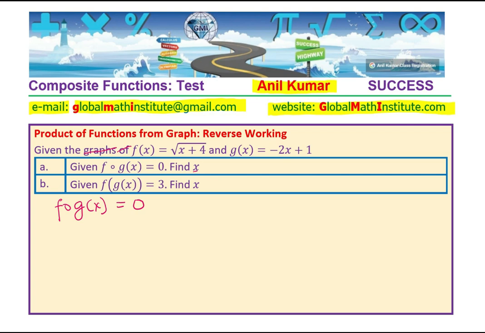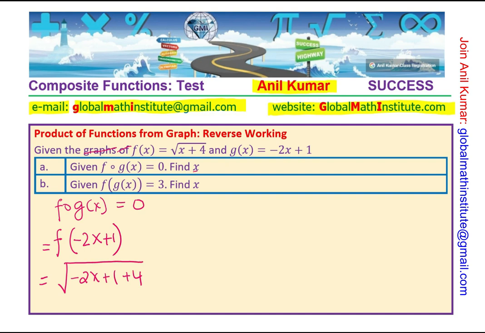So there are a couple of ways to do it. However, the best, which I feel, is to find out what this function f of g of x is. So we can write this as f of g of x is f of minus 2x plus 1. Substituting this value, we get this as equal to square root of, instead of x, I'll write minus 2x plus 1, the argument of this function. And then we have plus 4, right? So that becomes the function, which is basically square root of minus 2x plus 5. And this function should be equal to 0.